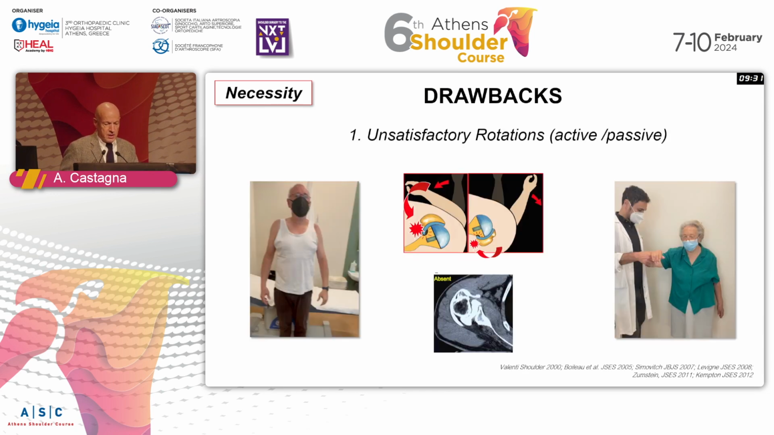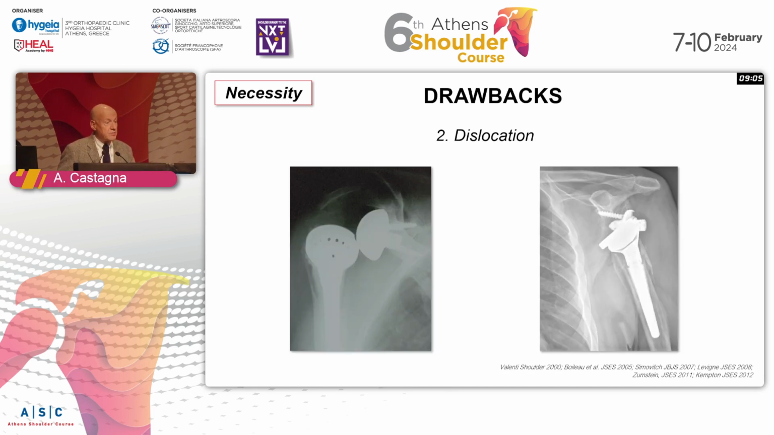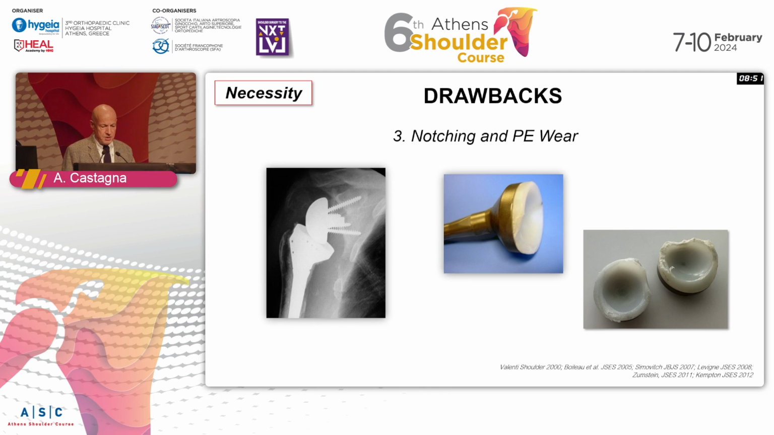So, because we had some necessity. So chances by nature, necessity by the necessity that we have in the daily life. And the drawbacks of this design were unsatisfactory rotation, active and passive, we all know about it, especially external rotation, abduction, external rotation. Elevation was good, so we were not very happy with this, and we know that. Then instability, especially at the beginning, not anymore now, but at the beginning, every one of us was experiencing some instability after a reverse implant. So this was another necessity of the evolution of the species.